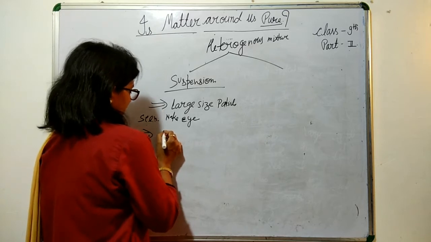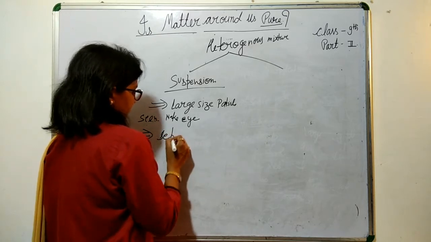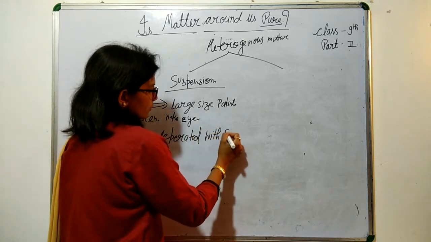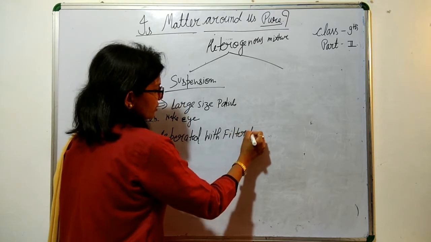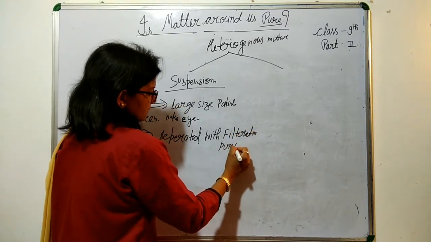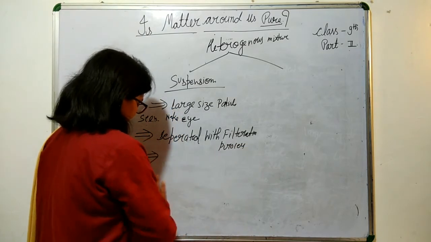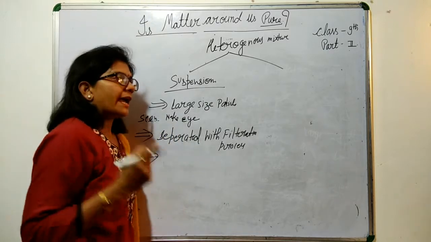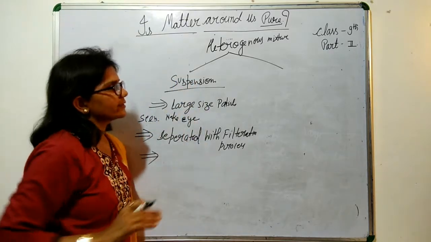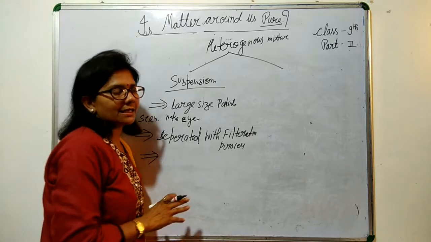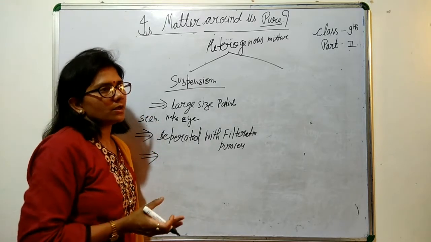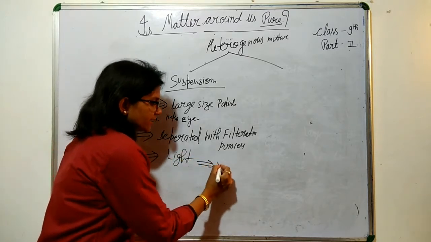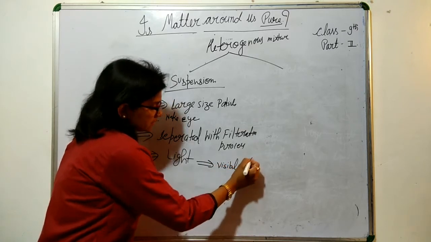So it can be separated with the help of a physical filtration process. Then a very important thing about suspension is that it is a heterogeneous mixture. As their size is very large and variable, can they provide a visible path of light or not?